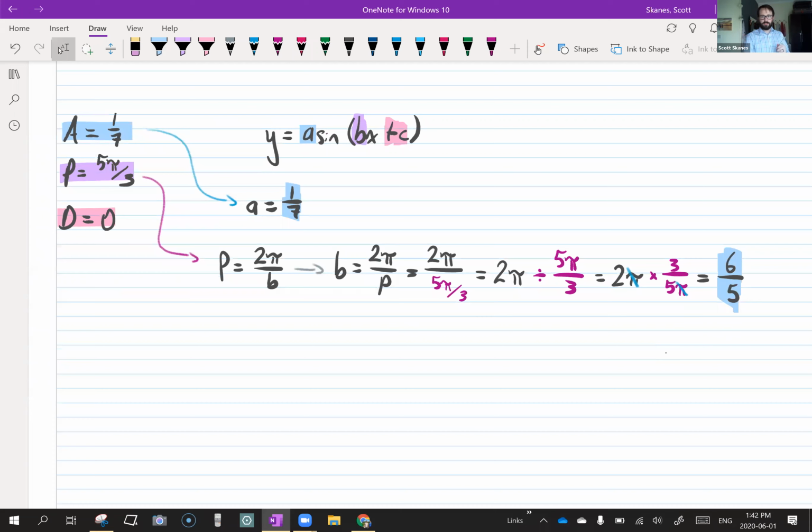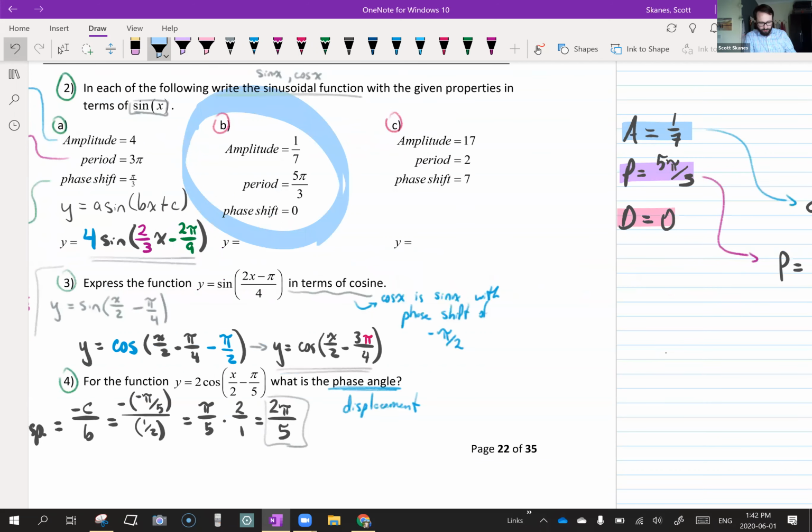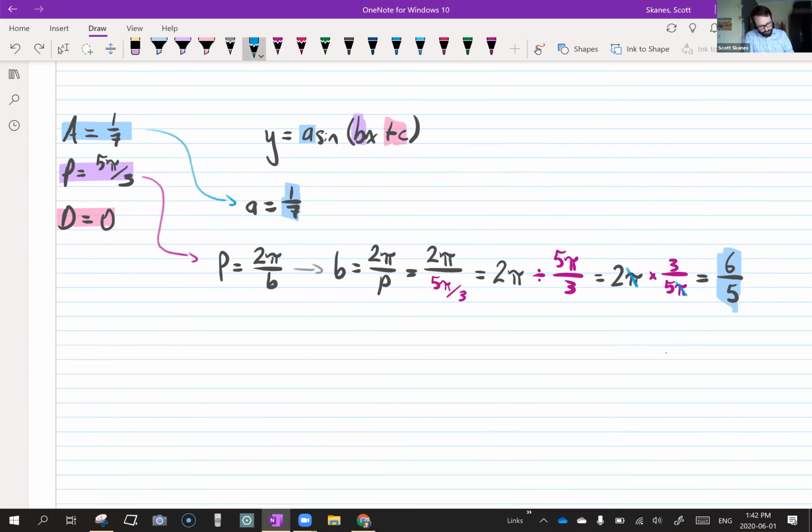So for those of you that don't know where this question came from, this is just this question here. I just wanted to give myself more space. Okay, let's do the very last one. We need C. So displacement, or D in this case, call it what you want, phase shift, it all means the same thing. It's related to C.